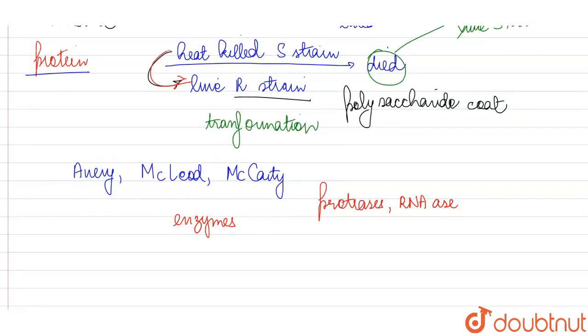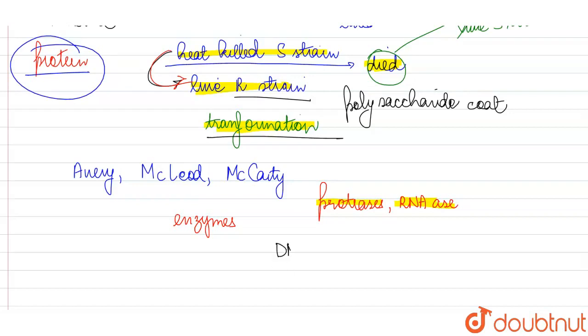So when digestion with these enzymes was carried out, in this stage of Griffith's experiment, they found that transformation was not hindered, transformation was still occurring, and the mice were still dying. So they concluded, even after digestion of proteins and RNA, if transformation was continuing, then obviously the transforming principle couldn't have been a protein or an RNA, because if it was digested, then transformation would not have occurred.